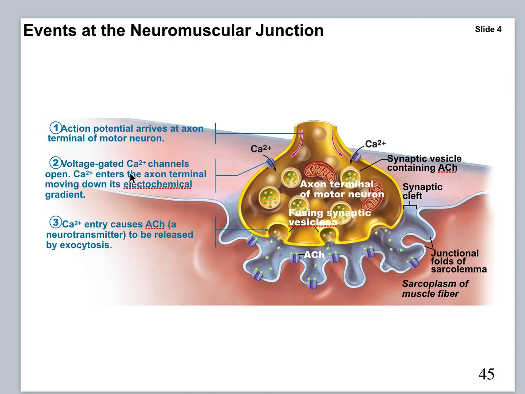Now the calcium has an effect on these vesicles. Calcium causes these vesicles to fuse with the cell membrane at the junction between the nerve and the muscle, called the neuromuscular junction. Once they fuse, it opens up so that these neurochemicals can leak out into the space called the neuromuscular junction.